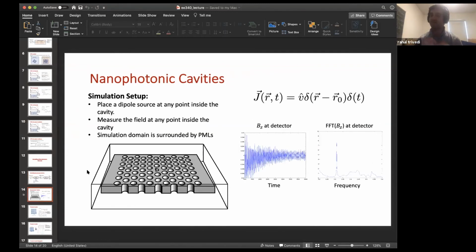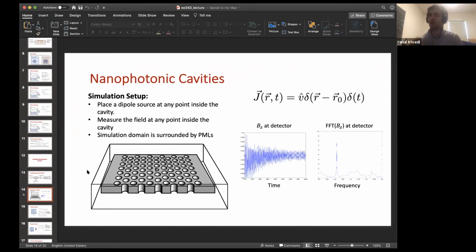So now let's start with a simple example, which is highly relevant to this class. It's on nanophotonic cavities, which Ellen has already mentioned to some extent, so I'll go over this very quickly. If you want to simulate, let's say, the quality factor and the electric field mode of a nanophotonic cavity, then how do you go about doing it?